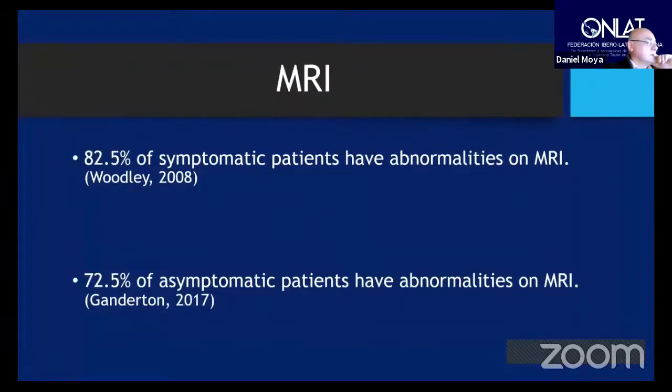There is a high rate of abnormalities of these tendons on MRIs in symptomatic patients, but we must be aware that there is also a high prevalence of abnormalities on MRIs in asymptomatic patients. So we must consider this when we are making a diagnosis, because we could see a patient with pain whose origin is the lumbar spine, and they also have abnormalities on the rotator cuff of the hip muscles.